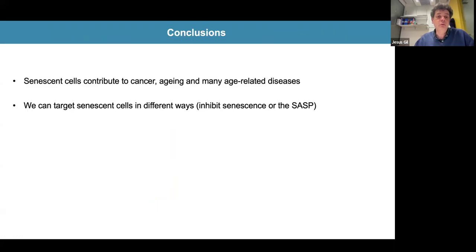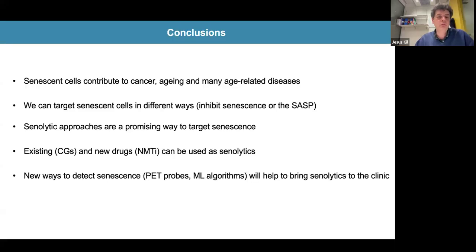good ways to target senescent cells by senolytics, for example, and good ways to try to detect senescence, for example, by PET probes. And I didn't talk today about other ways that we can use to try to detect senescent cells, such as machine learning algorithms. We can try to bring these xenotherapies to the clinic.